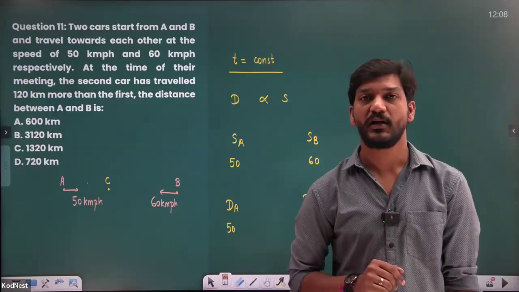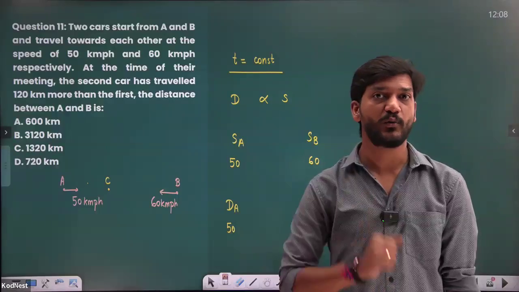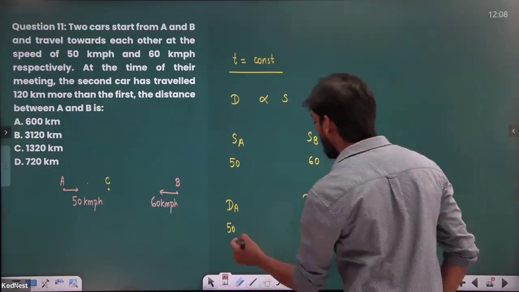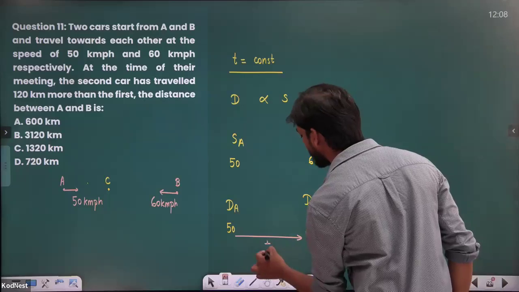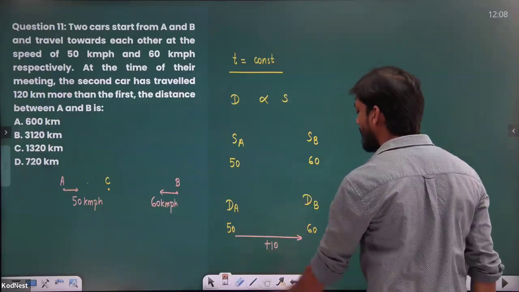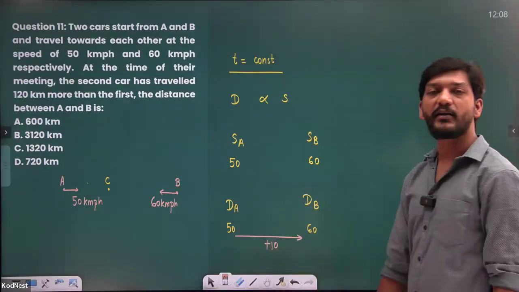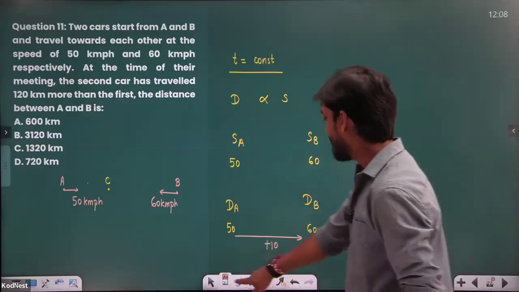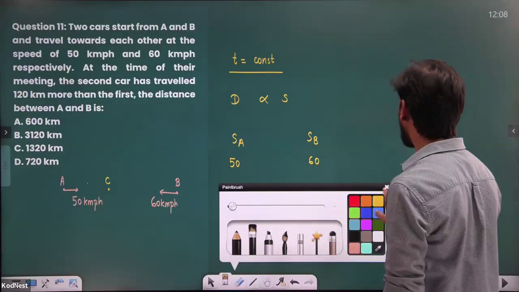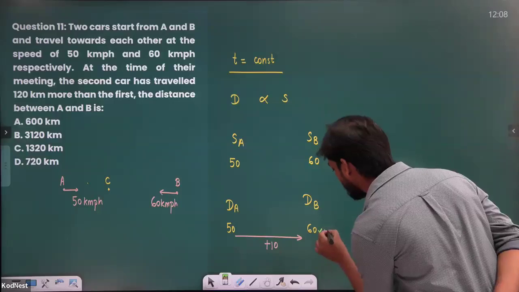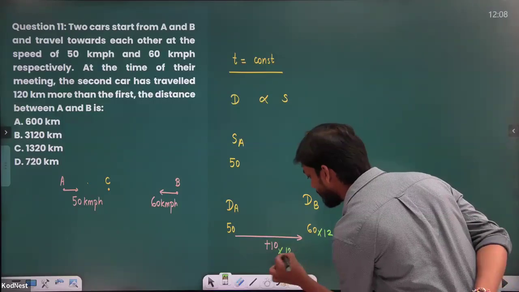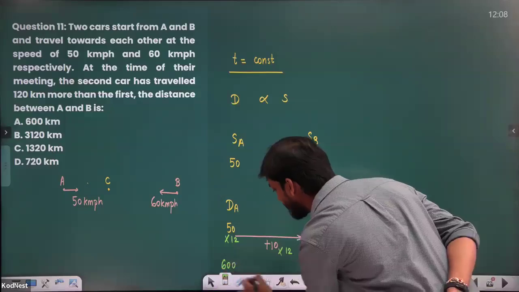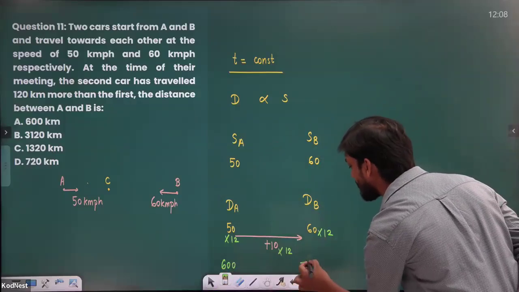10 more. I don't want 10. I want 120. This difference is 10, I want 120. What should I multiply? Multiply with 12. Okay. So multiply with 12. So this will give you 600 and this will give you 720.